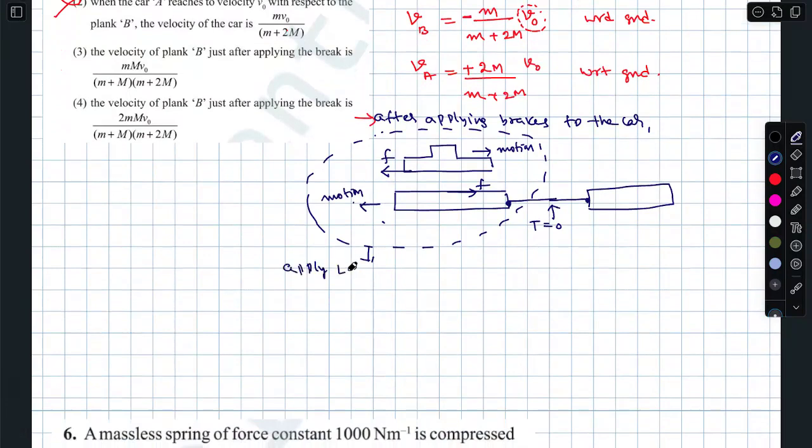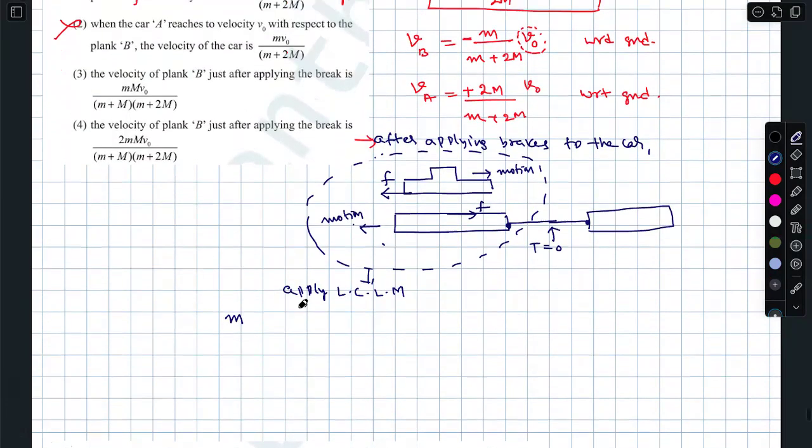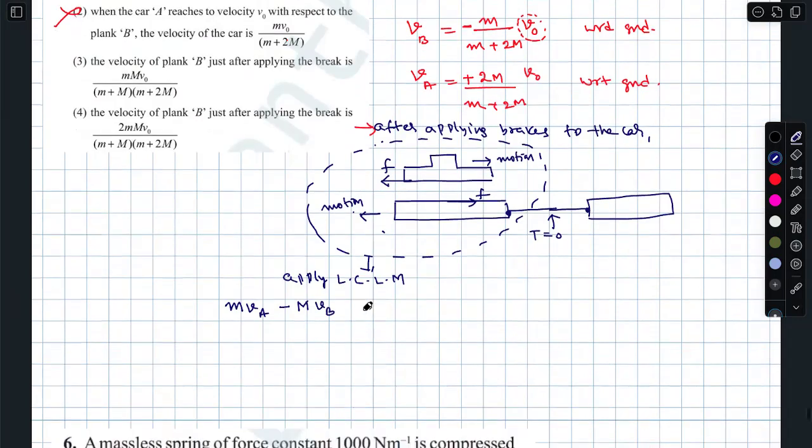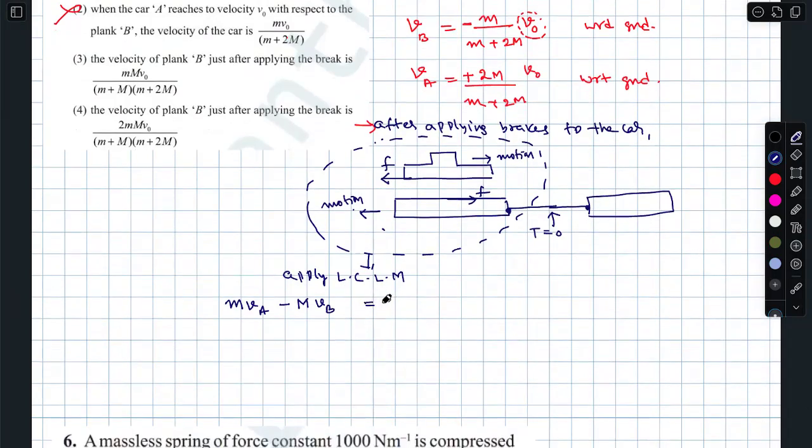So for this system, apply the law of conservation of linear momentum. Just before, what is the situation? M times VA rightwards minus M times VB. I have already taken magnitudes here. And finally both will move together. Both came to rest with respect to the plank.